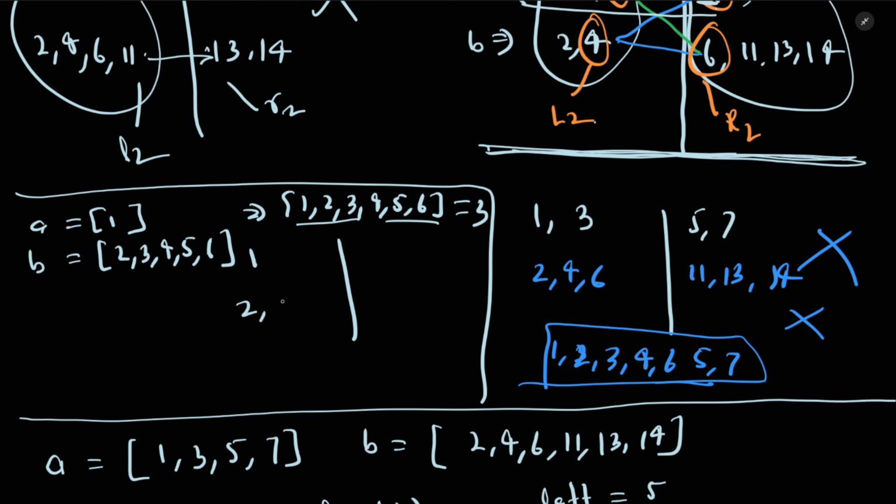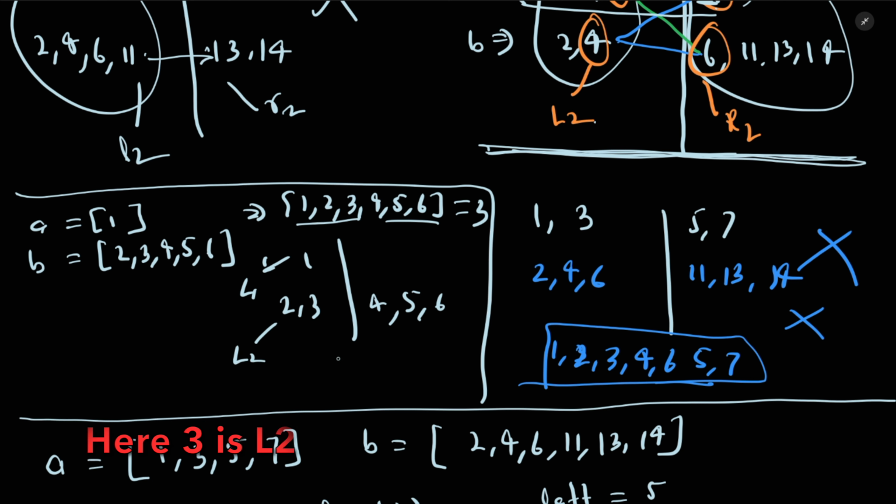So I need to take 2, 3 from array B. Let me write here. So 2, 3, and 4, 5, 6 will be here. So now I have this value as L1, this value as L2, this is R2, and what is the value of R1? So value of R1 is infinity, because we need to compare, so we need to have a numerical value there, right? And when we need the infinity, when this will happen, when our mid is basically greater than the length of A.